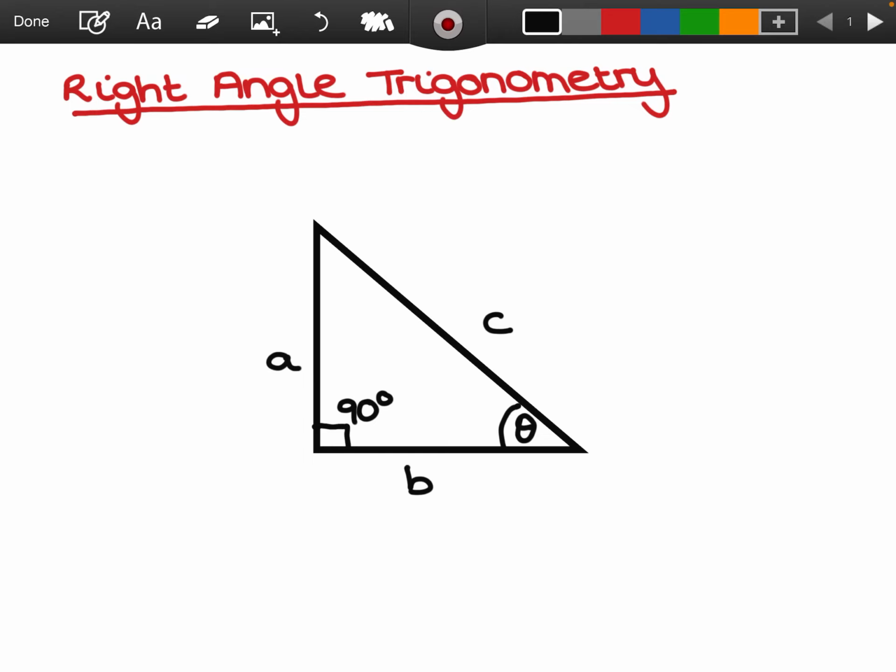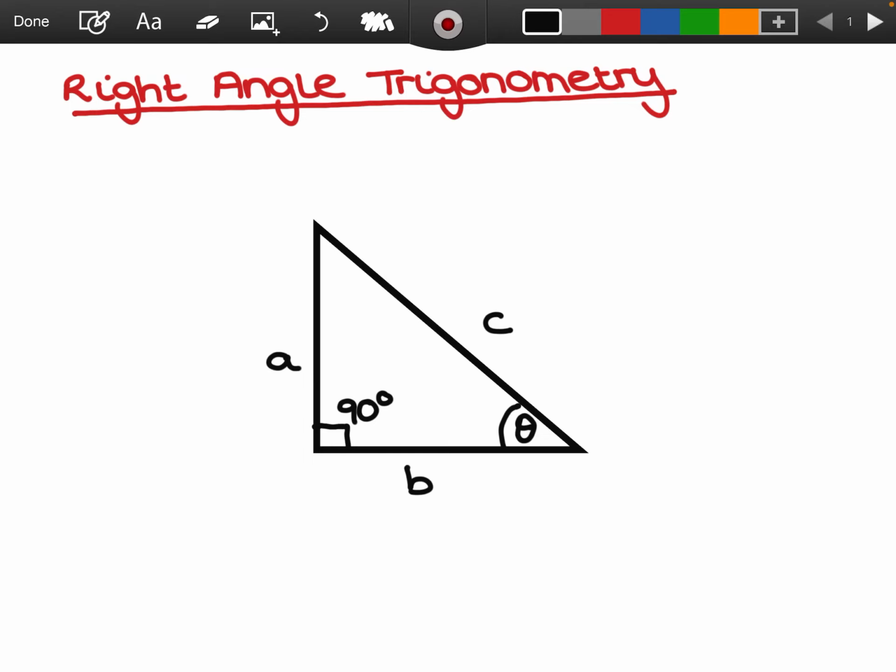And later we'll introduce the radians with sine, cosine and tangent. But right now we're going to look at it as though it is 90 degrees. And then we have this unknown angle theta. It's an acute angle, meaning it's less than 90 degrees. We know that. And what we want to do is to find sine, cosine and tangent in terms of these three sides, A, B and C.